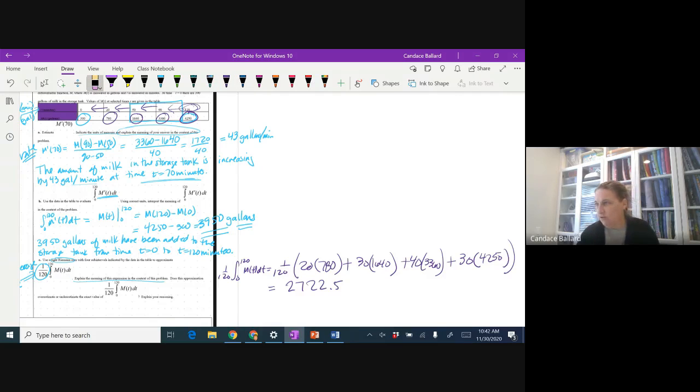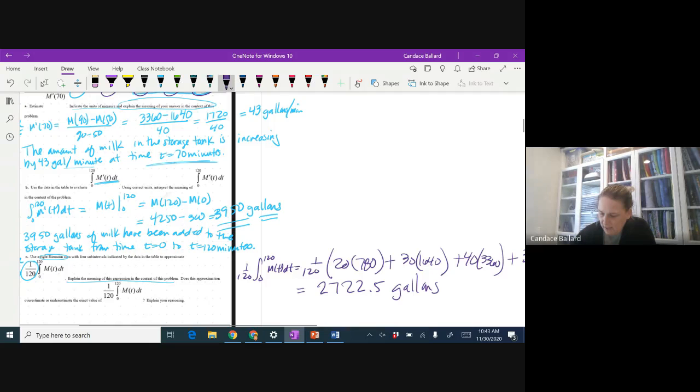What should my label be? Help me out with that part, because I haven't heard from you guys in a while. What should my label be on this? I just integrated. So when I integrate, think about going back to position. It is gallons. Oh, sorry, I was trying to look at my table. All right, it is gallons.